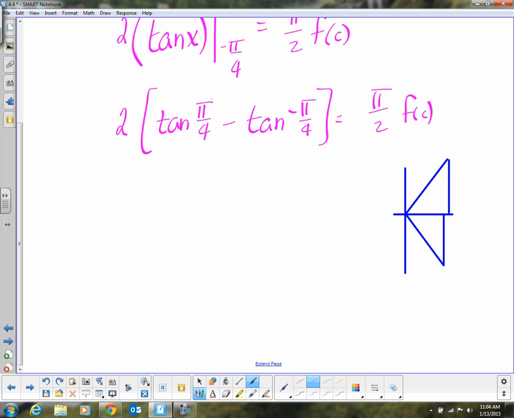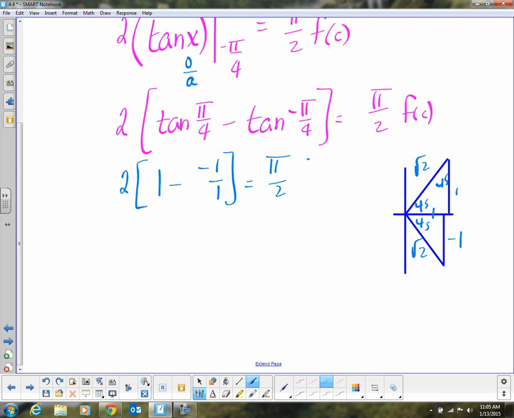So this is going to be pi over 4, I know to be 45, which makes this a 45, 45, 90 triangle. So tan is opposite over adjacent. So we know that that's going to be opposite over adjacent, which is 1. Now, tan of negative pi over 4 is down here. This is negative 1. That's positive 1. This is square root of 2. So now the opposite is negative 1 over 1. With me? F of c.